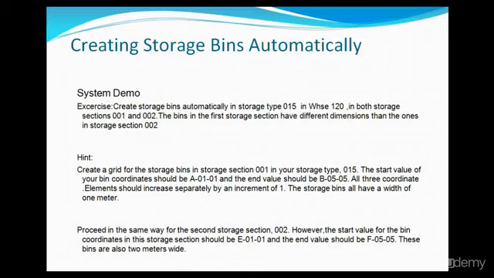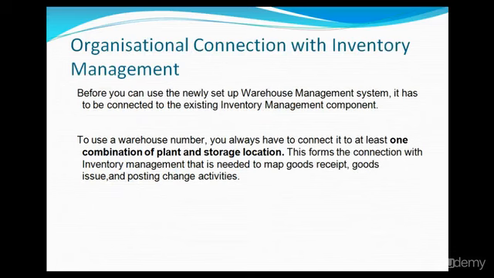So we have checked how to create storage bins automatically. Now what we need to do is link the inventory management to warehouse management. Before you can use a newly set up warehouse management system, it has to be connected to the existing inventory management component. To use a warehouse number, you always have to connect it to at least one combination of plant and storage location. This forms the connection with inventory management that is needed to map goods receipt, goods issue, and posting change activities.